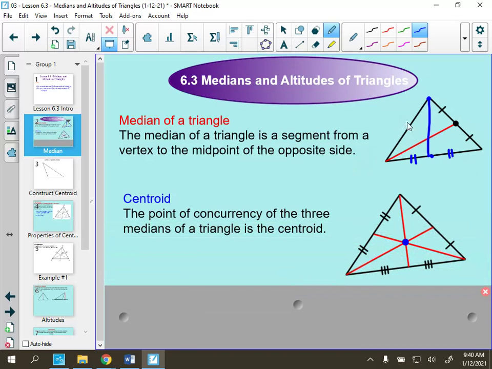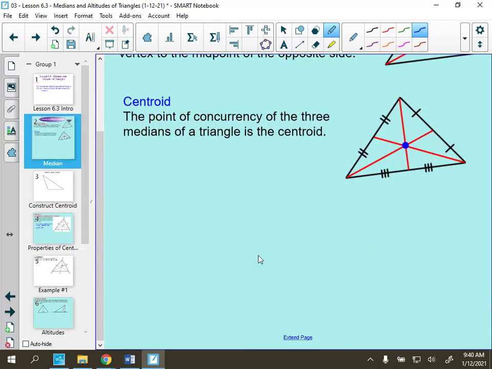I guess I already did it here on the next picture, but our next vocab, our next point of concurrency: we've already had the circumcenter in the previous lesson, and we already talked about the incenter. We'll do that same process now with what's called the centroid. These are all what are called centers of triangles. There are different ways to talk about the center of a triangle. The centroid is the point of concurrency of the three medians of the triangle.